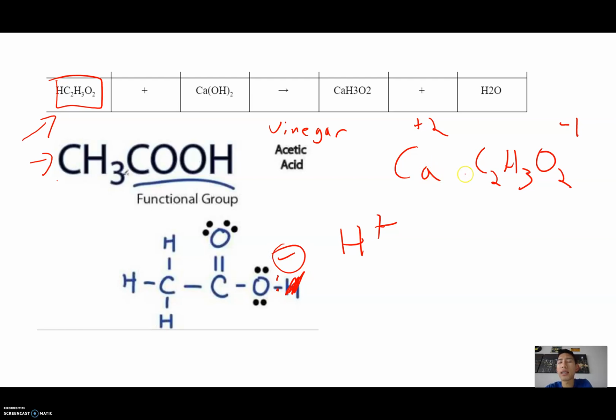And because Ca is a plus 2 and this is a -1, we have two of these guys right here, which are formed. This is the salt when acetic acid and calcium hydroxide react. The name of this is calcium acetate.